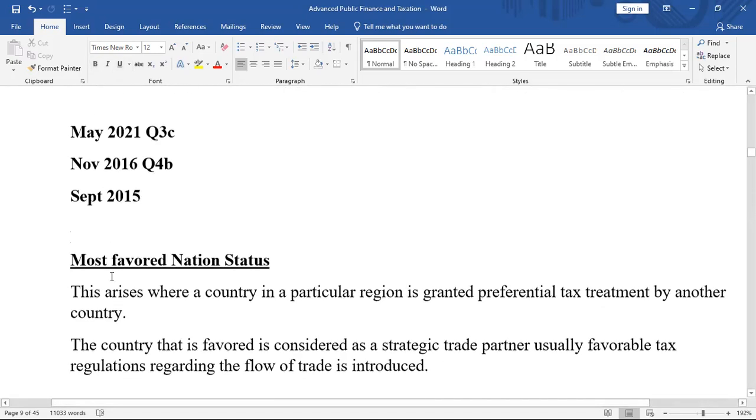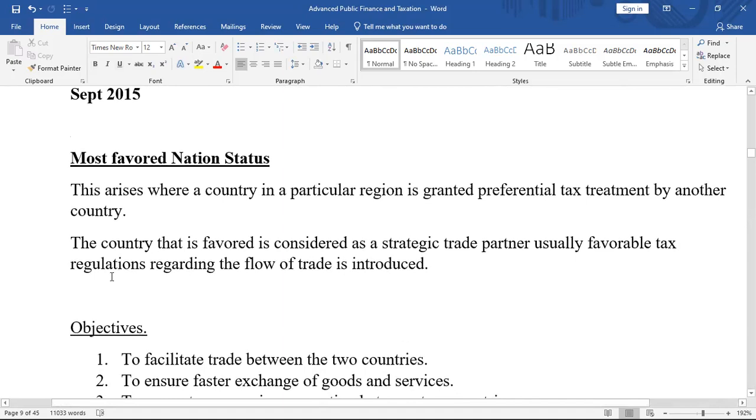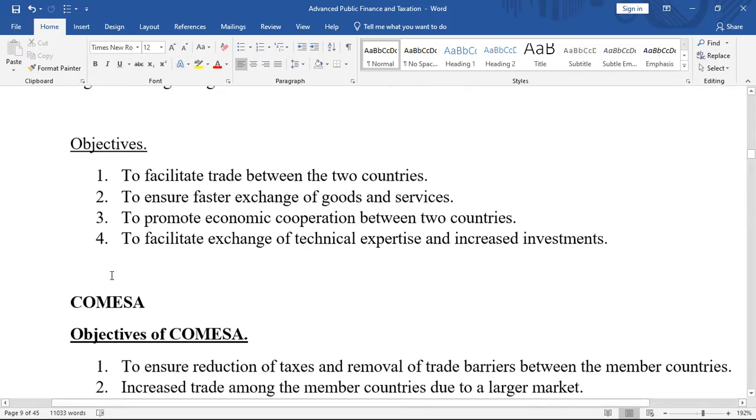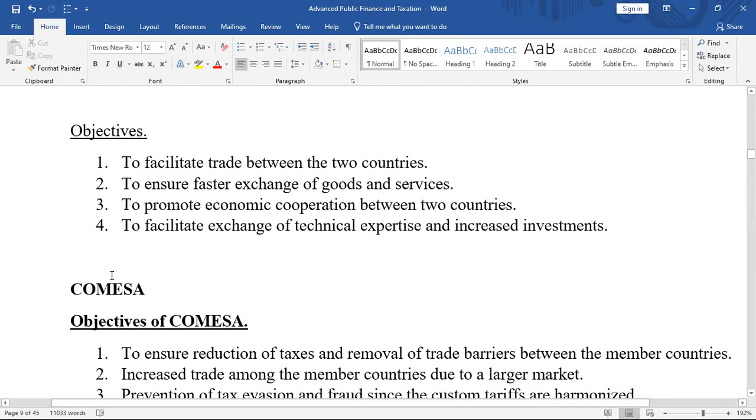And based on that, I say most favored nation status, we say, it normally arises where a country in a particular region is granted a preferential tax treatment by another country. So we are saying that the country that is favored is considered a strategic trade partner. Usually favorable tax regulation regarding the flow of trade is introduced. And one of the key objectives, you say, it normally facilitates trade between the two countries. It ensures faster exchange of goods and services.